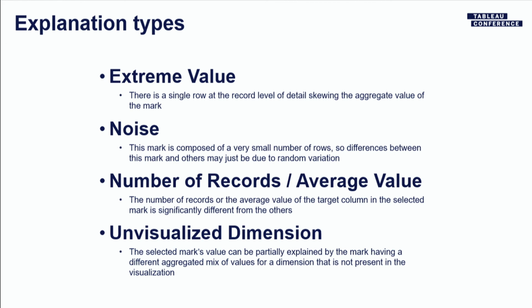Number of records or average value, where the number of records or the average value of the target column is significantly different than the others. And unvisualized dimensions or unvisualized measures, where the mark's value can be partially explained by the mark having a different distribution or aggregated mix of values that's not present in your visualization.